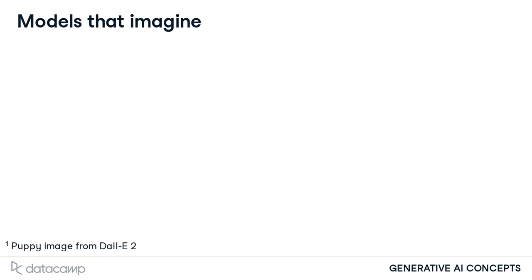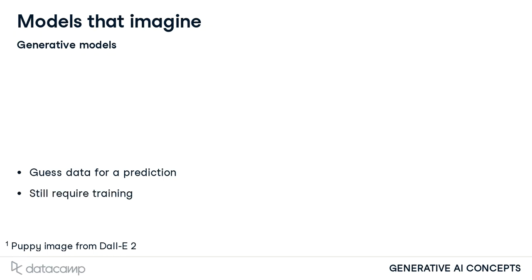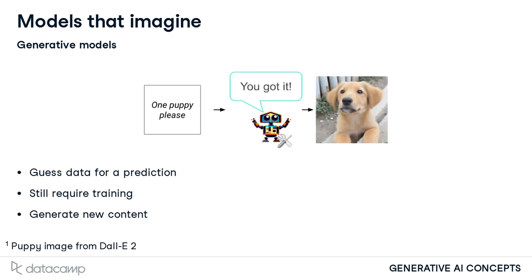In contrast, another type of machine learning model, called generative models, flips this on its head. Generative models guess what the data would be for a given prediction. They still require training, just like discriminative models, but they can generate new content that is similar to their training data. If we ask a generative model for a puppy image, we would get just that. It would look similar to what our discriminative model guessed was a puppy.